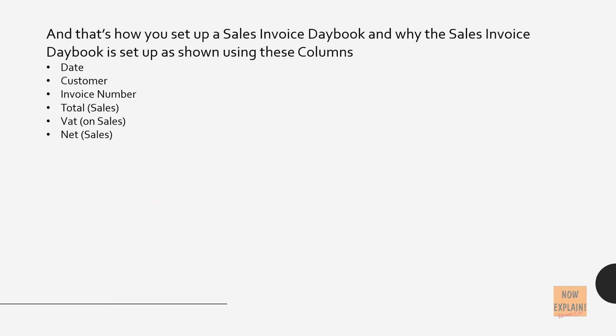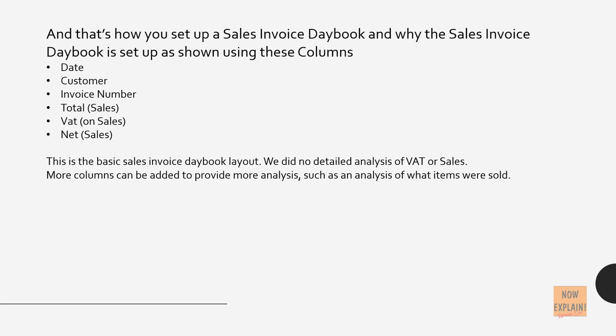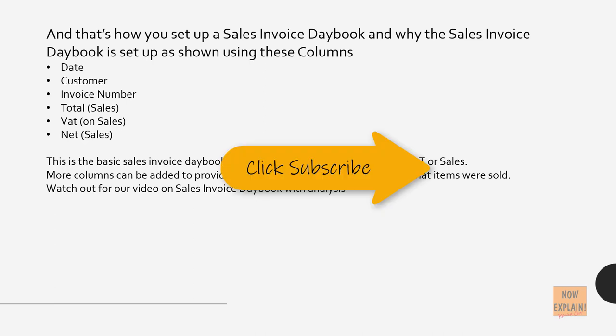And that's how you set up a sales invoice daybook and why the sales invoice daybook is set up as shown using these columns. Date, customer, invoice number, total, VAT, net. This is the basic sales invoice daybook layout. We did no detailed analysis of VAT or sales. More columns can be added to provide more analysis, such as an analysis of what items were sold. Watch out for our video on sales invoice daybook with analysis.